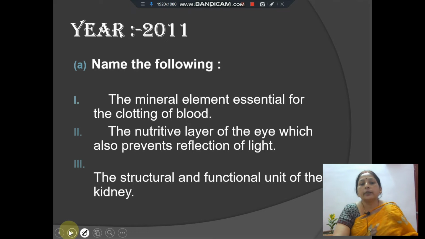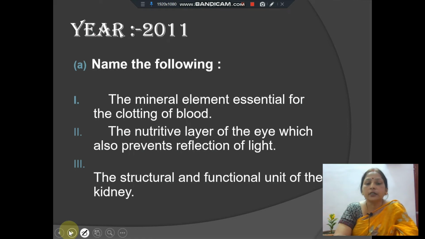2011 questions. Name the following. The mineral element essential for the clotting of blood. When it is asked mineral element, then you will write calcium ions, and if it is asked the vitamin responsible, then vitamin K. The nutritive layer of the eye, which also prevents reflection of light. This question we have already done, but the answer is choroid.